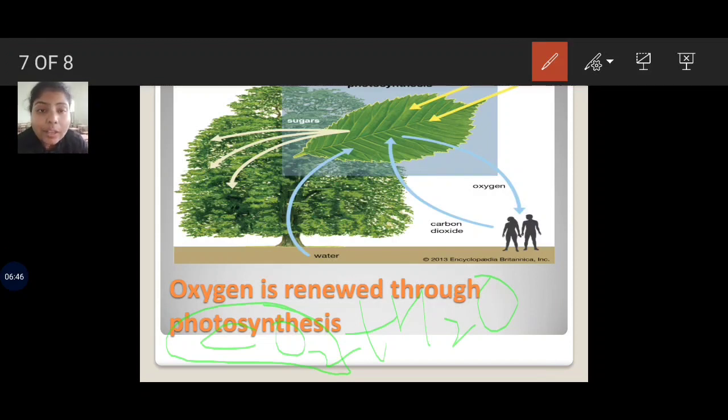Therefore, the carbon dioxide which is released by us is taken up by the plant, and photosynthesis is done and oxygen is given out. This cycle is going on for years and years, and hence the balance in the amount of oxygen and carbon dioxide is maintained in our atmosphere.